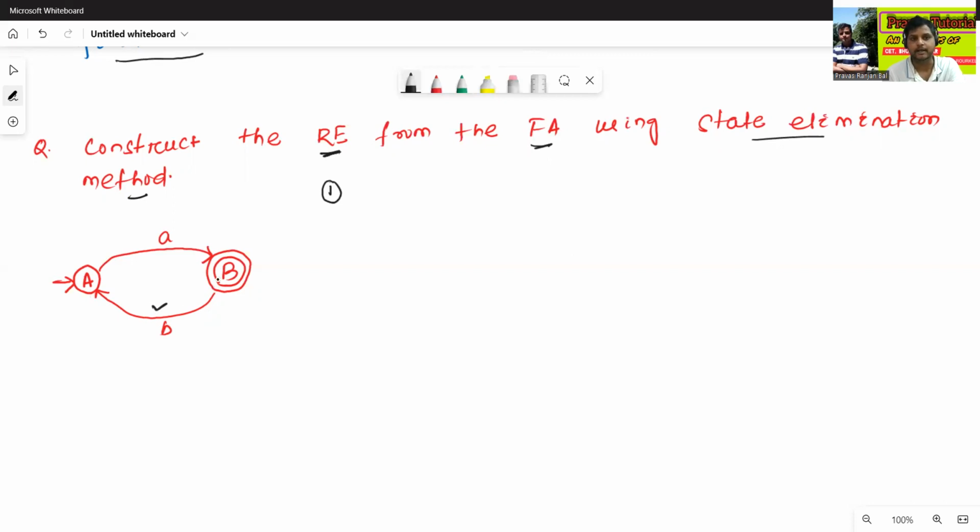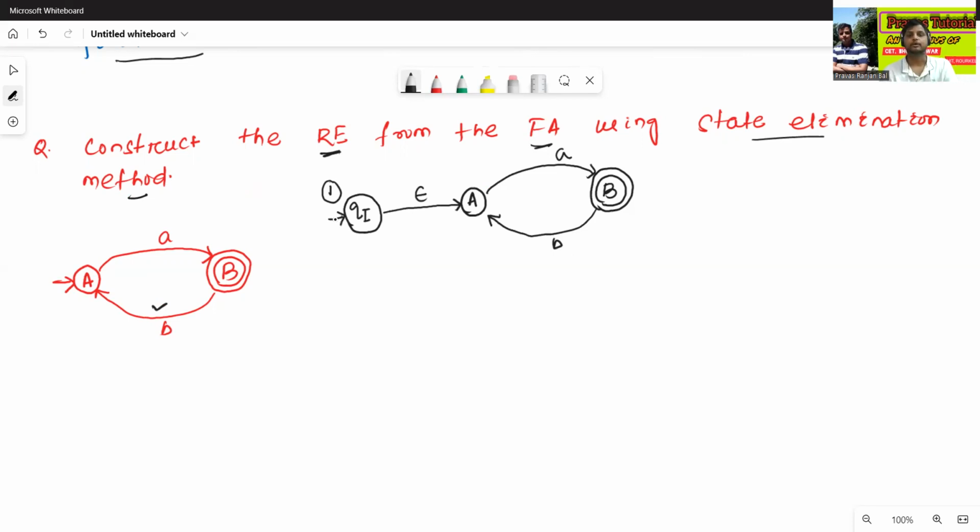Just keep the finite automata the same. Here, this is A, this is B, this is A, and this is B. All things are the same. Just introduce one new initial state, Qi, and join it using epsilon.